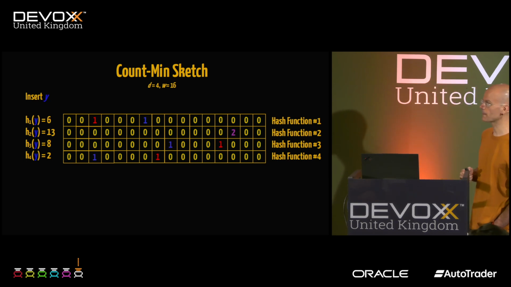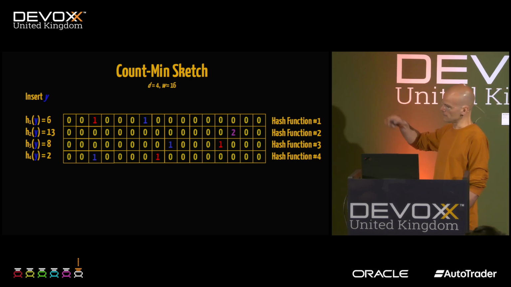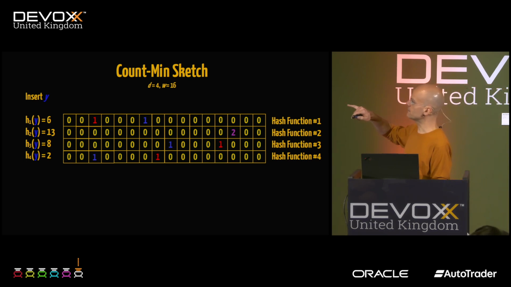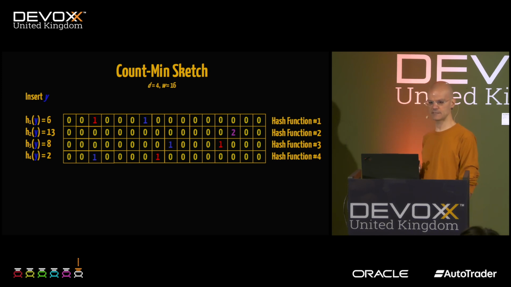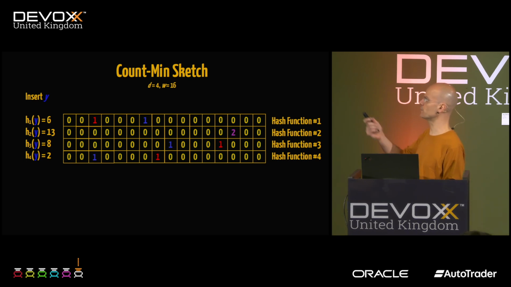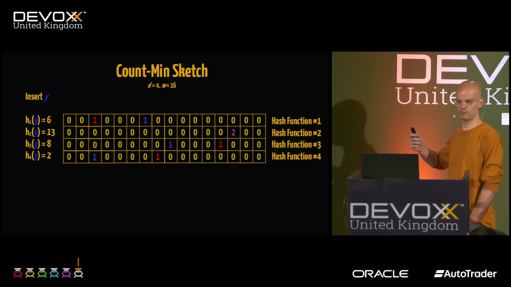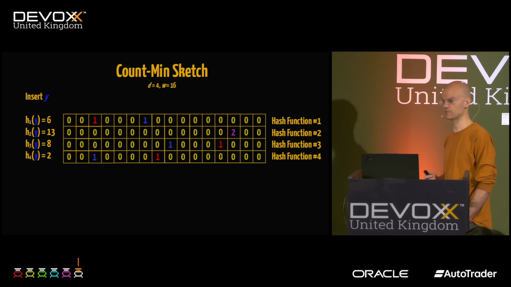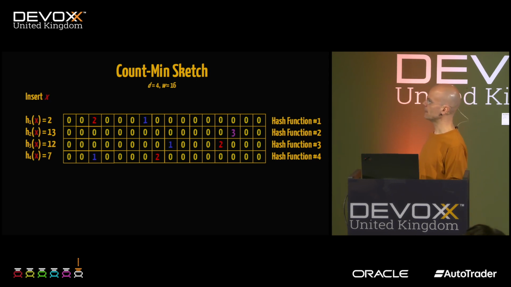Then we insert y, and it goes as before, but the thing to note here is that the second hash function has a collision. It gives the same result as the second hash function applied to x, the element that we inserted before. And in this case, we're going to increment the number. So as I said before, this is sort of a counting Bloom filter, just applied to more hash functions. And again, I insert x again, and I increase the values.